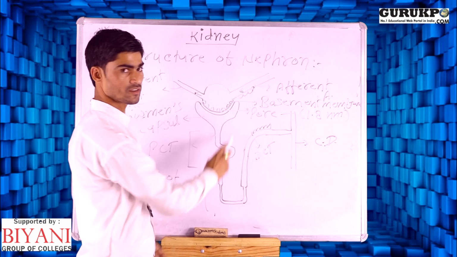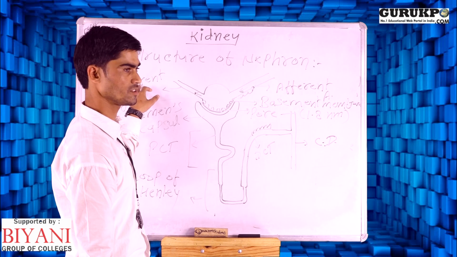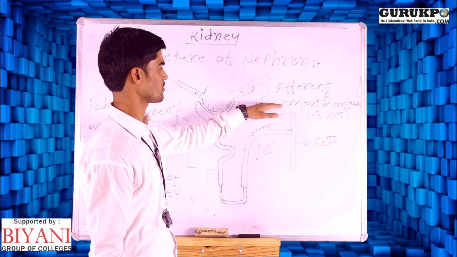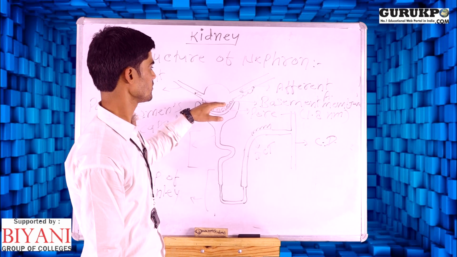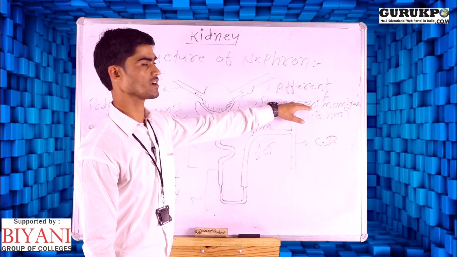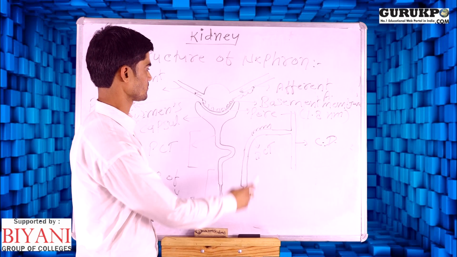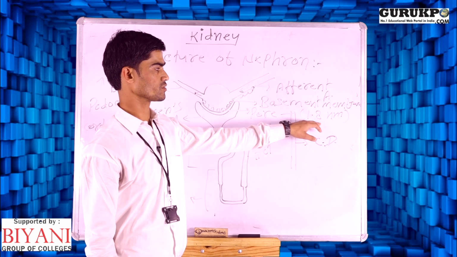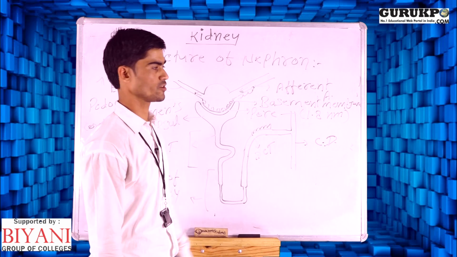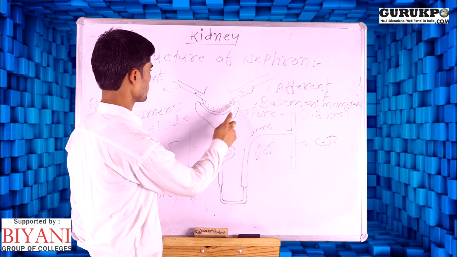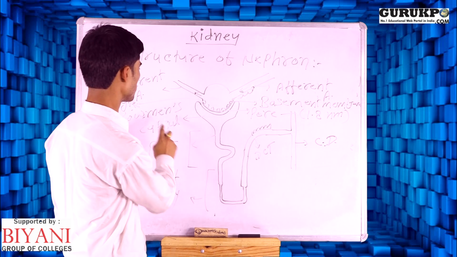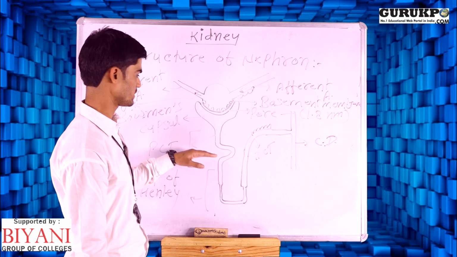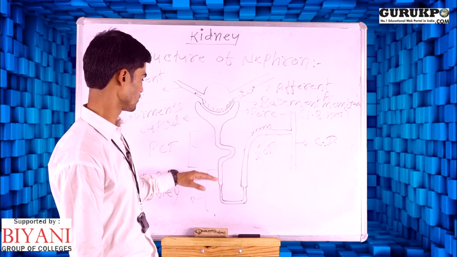These are afferent arteriole and this is efferent arteriole. The basement membrane is found in the kidney. These are responsible for filtration, and here pores are present. The size of pores is 1.8 nanometer. Next one is Bowman's capsule. Next PCT, proximal convoluted tubules.